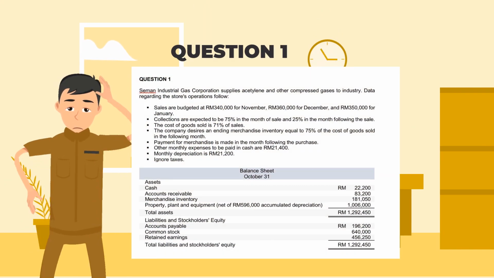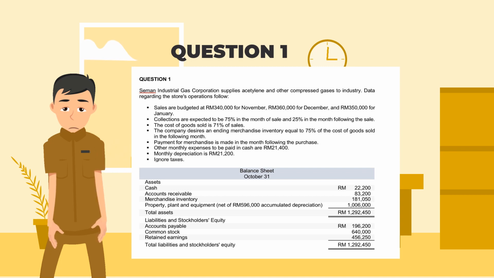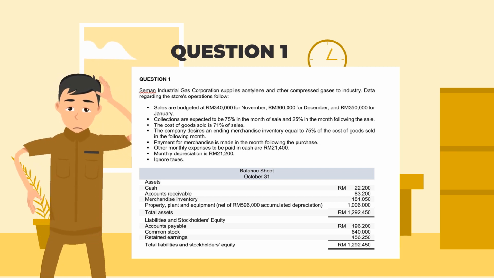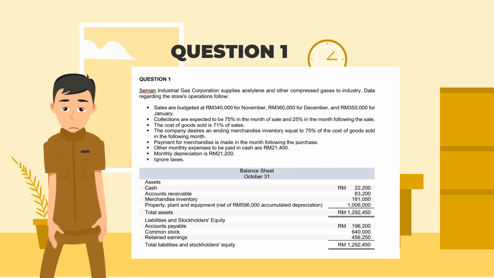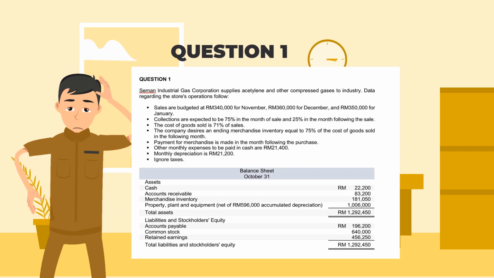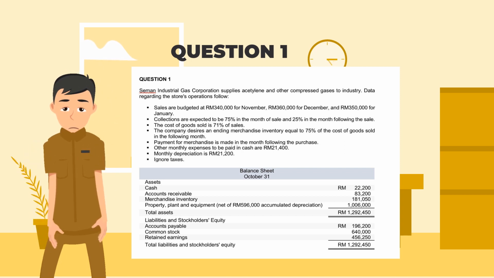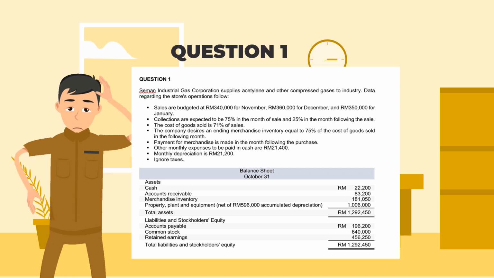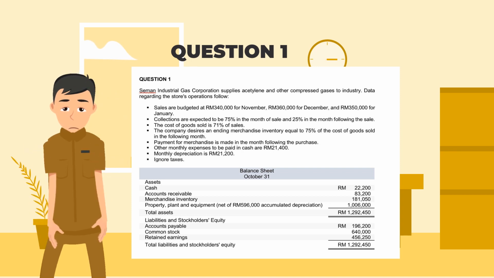So basically, question number 1 is about topic 8, which is profit planning. The question is about Cement Industrial Gas Corporation and all of the information that is given. They also gave the balance sheet of October 31. So this is all the information that we will use later to answer the question.